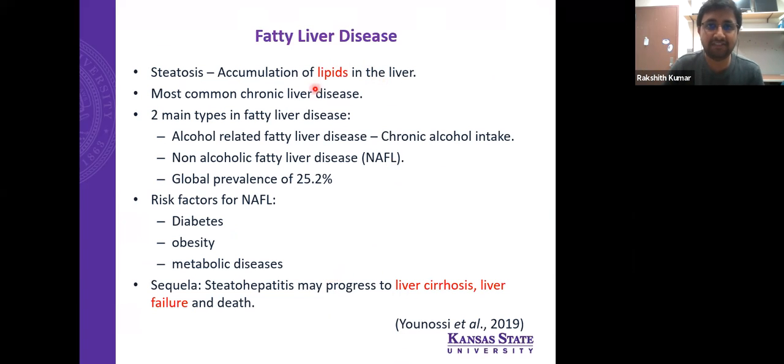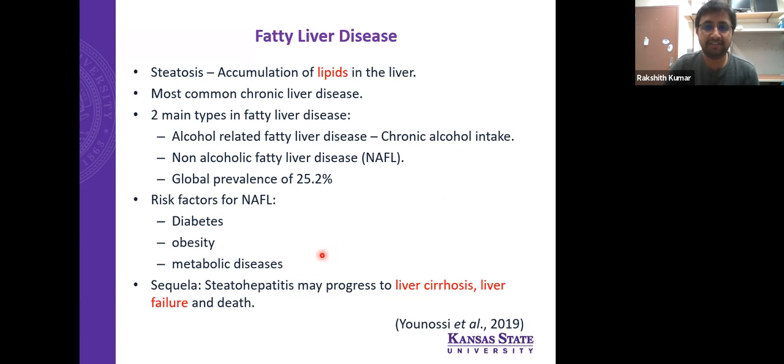In fatty liver disease, there are two main types: alcohol-related fatty liver disease and non-alcoholic fatty liver disease. Alcohol-related is because of chronic alcohol intake, and non-alcoholic fatty liver disease does not have a specific etiology. The main risk factors of non-alcoholic fatty liver disease are diabetes, obesity, and other metabolic diseases. It has a global prevalence of 25.2%, and it's very important to mitigate this.